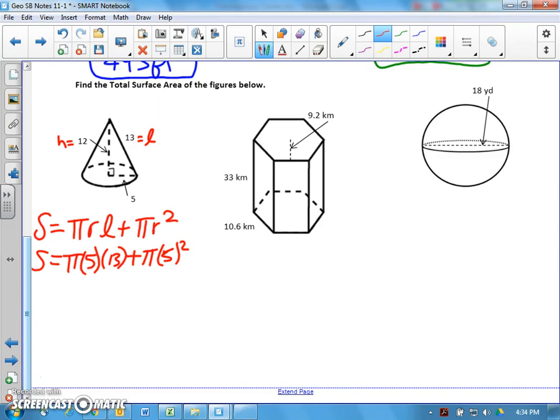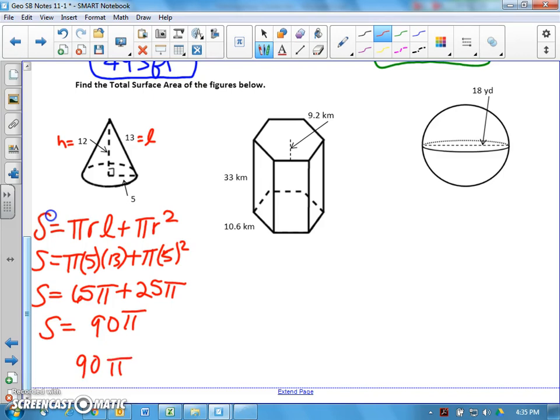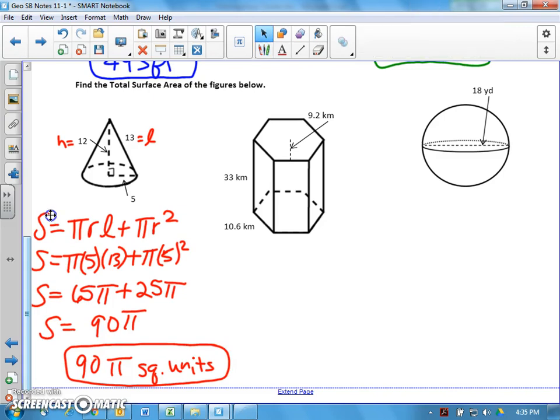From here, we're going to go calculate, and again, make sure that you leave things in terms of pi. So we would get 65 pi here and 25 pi here. So when we add these together, we're going to get 90 pi. So our area would be 90 pi, and they didn't list units, so we're just going to write square units. Because again, all of our measurement problems need units.